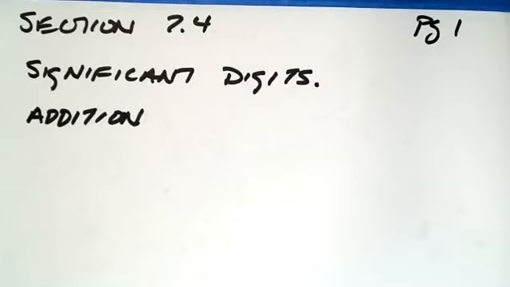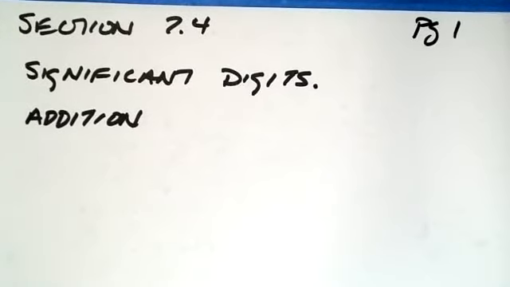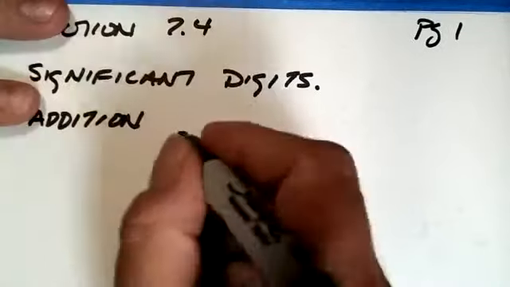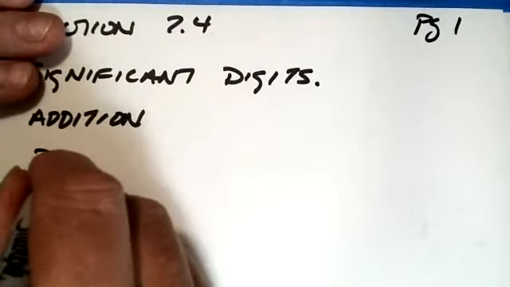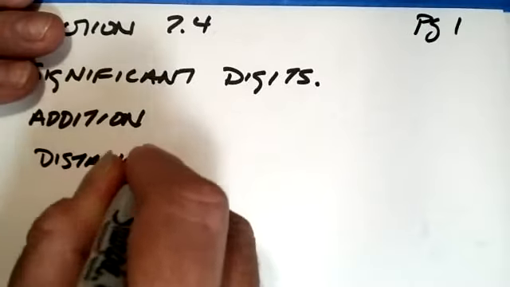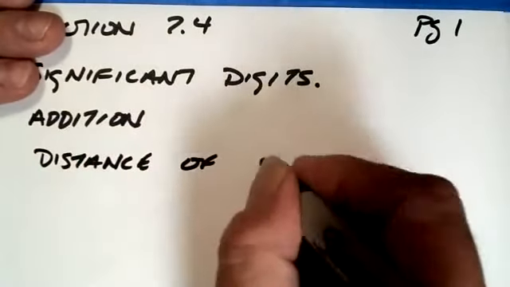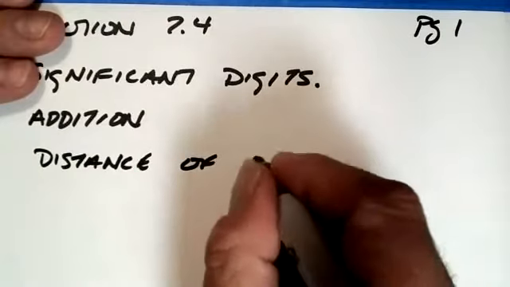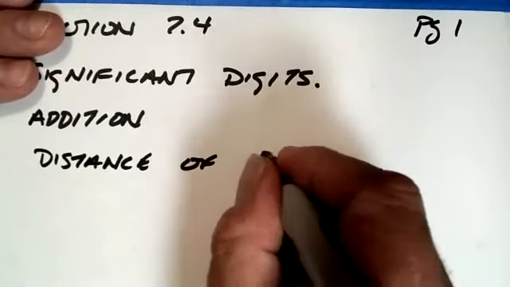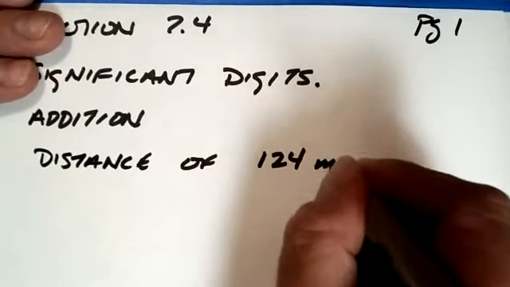But let's say that we have one that's a meter roller, so it'll roll out a meter. And let's say that we measure a distance from one street corner to another, and we come up with this distance of, let's say, what seems like a good number. How about 124 meters?